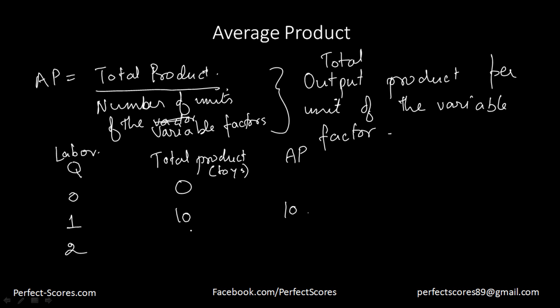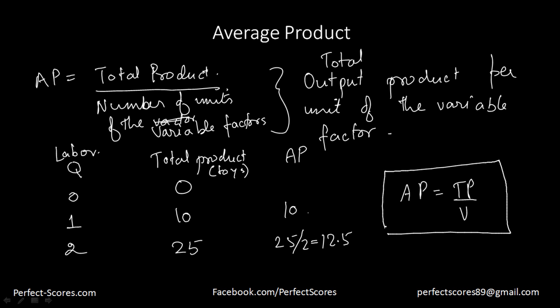And let's suppose I employ another person and we're able to produce 25 toys. So what's my average product? That's going to be 25 by 2, that is 12.5. So average product is nothing but the total product divided by the total number of variable factors employed.